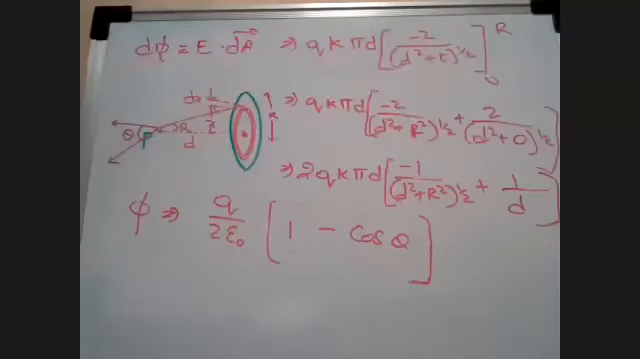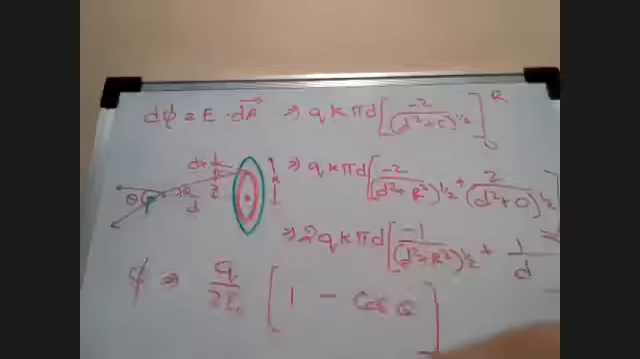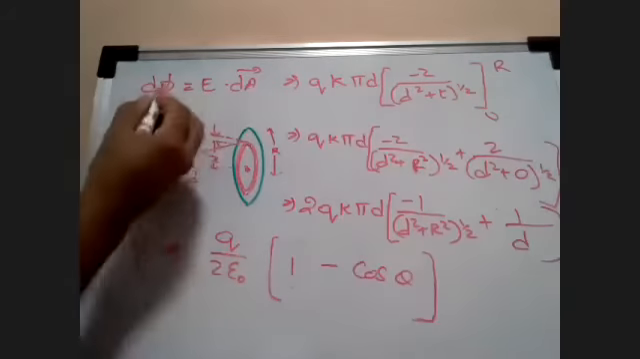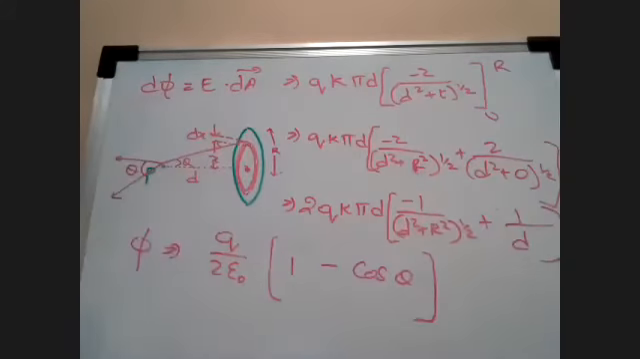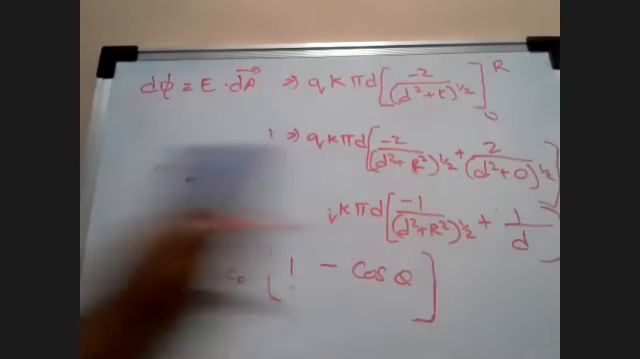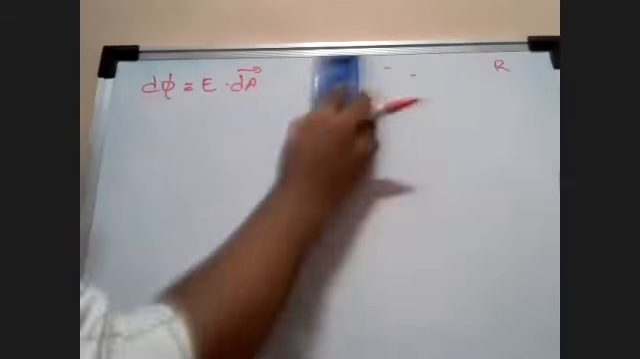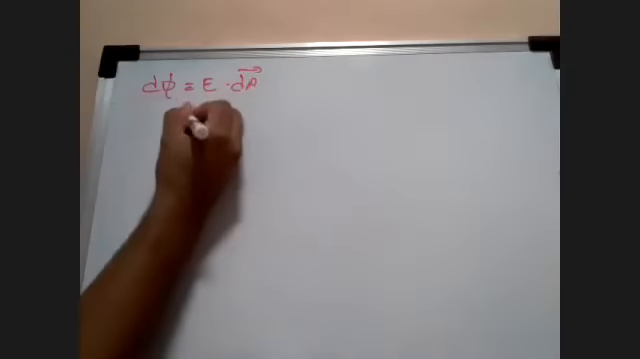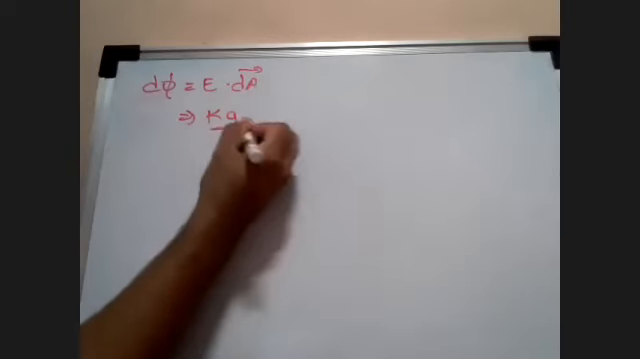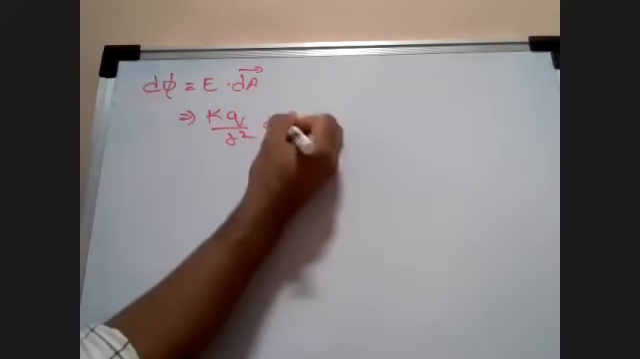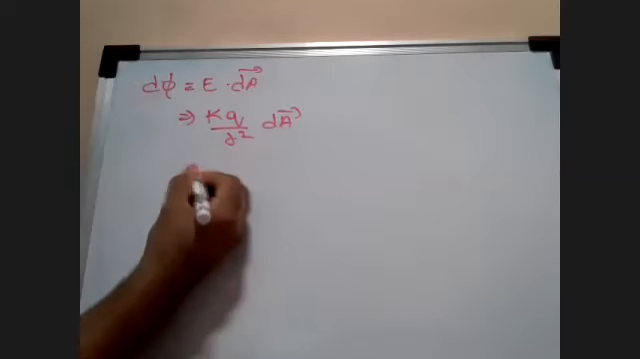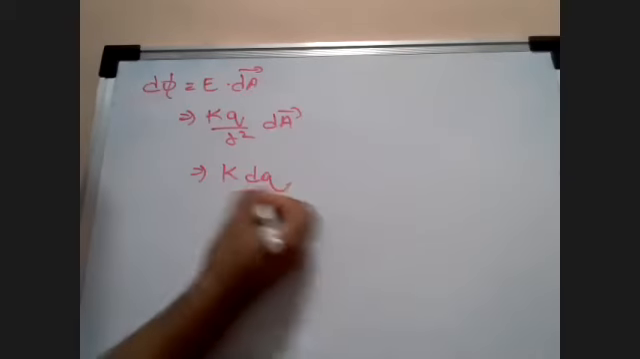Okay, I'm not taking dE. Wait, 1 minute. It's not clear. d phi is equal to E dot dA. Okay, so E is what? KQ upon R square. I'll explain that now. E is what? KQ upon R square, no? Into dA. If it was dE, I would have taken K dQ upon R square.